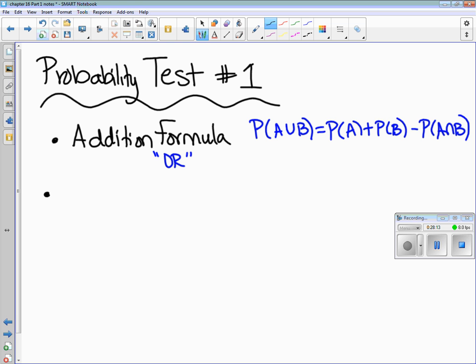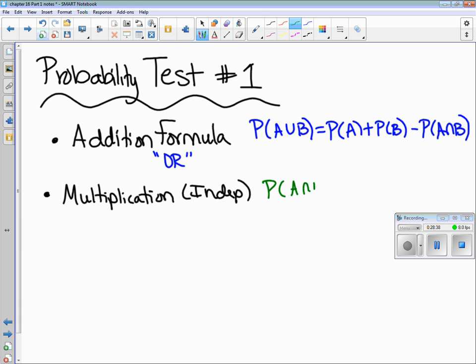All right. You can also expect to see the multiplication rule. The multiplication rule is going to be with, they would have to be independent events. The multiplication for independent events is just the probability of A and B is equal to the probability of A times the probability of B. Do you agree with that?